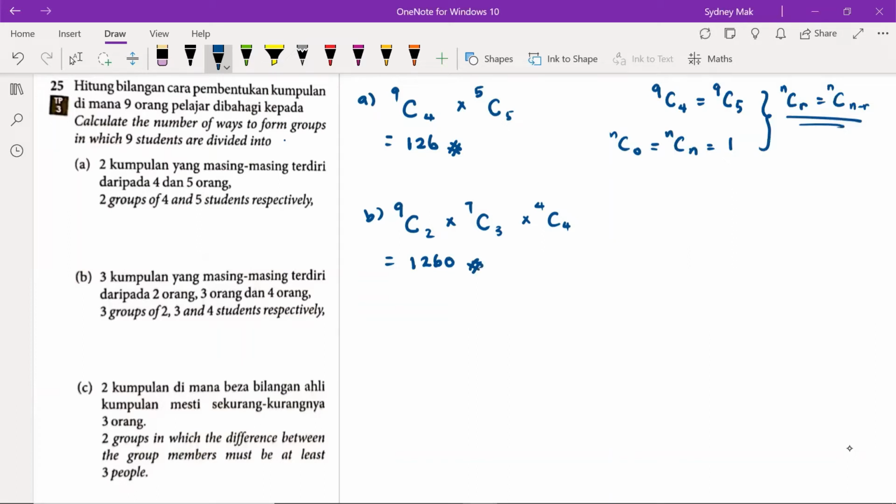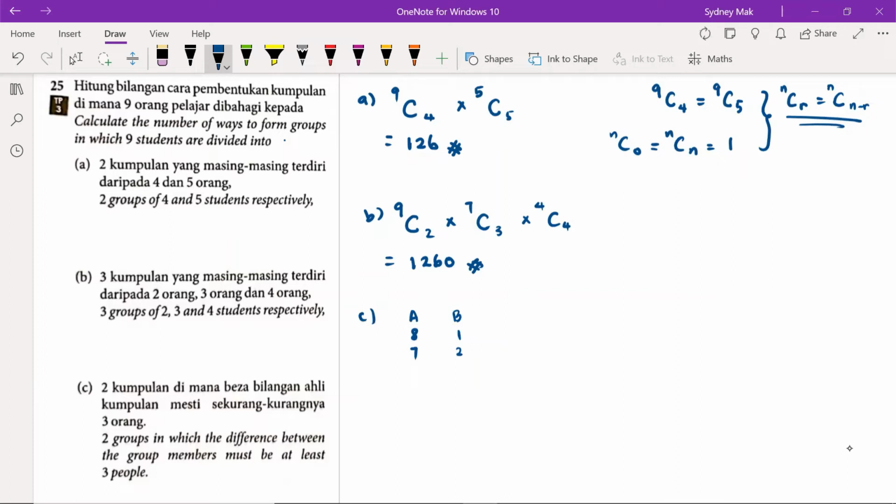Part C, we have to form 2 groups in which the difference between the group members must be at least 3 people. So we have to arrange the 2 groups, let's call them A and B. Forming groups means each group must have someone in it, so we cannot have 9 and 0, that will be just one group. So we start with 8 and 1. The difference is 7 people. Let's move on. We may also have 7 in group A and 2 in group B.